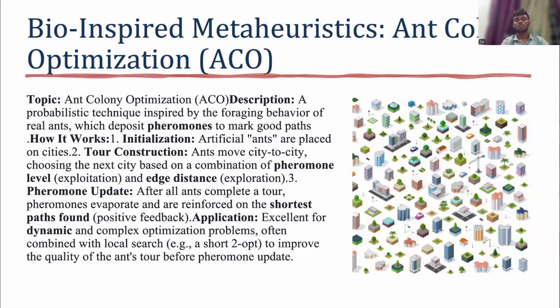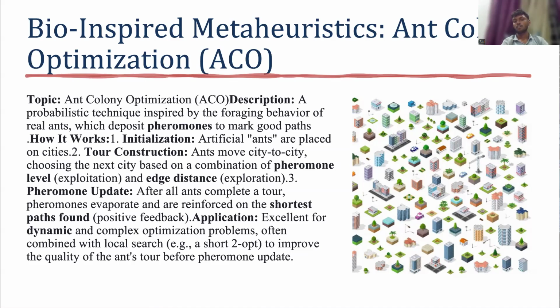How it works? First, initialization: artificial ants are placed on cities. Second, tour construction: ants move city to city, choosing the next city based on a combination of pheromone level, exploitation, and edge distance, exploration. Third, pheromone update: after all ants complete a tour, pheromones evaporate and are reinforced on the shortest paths found.